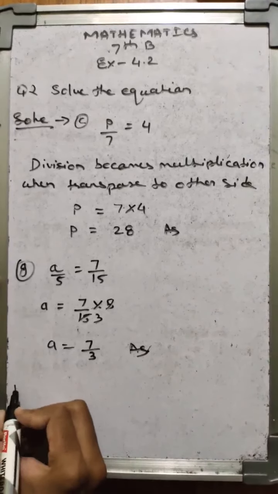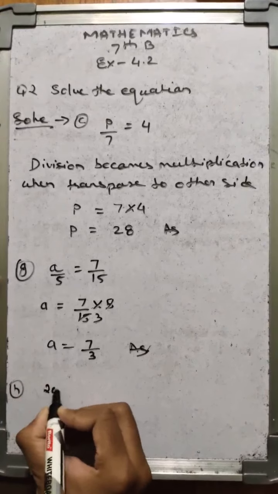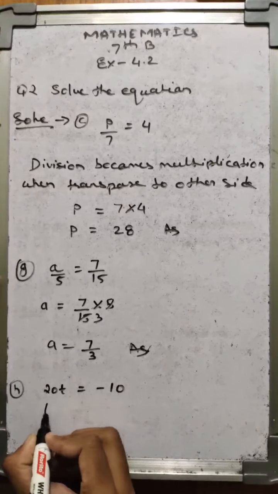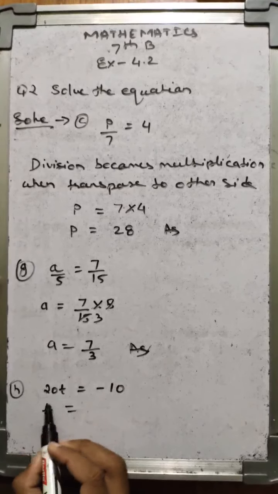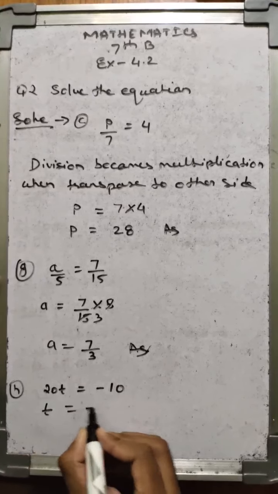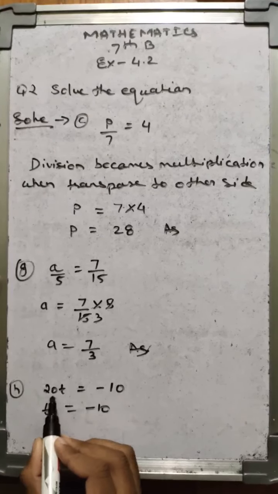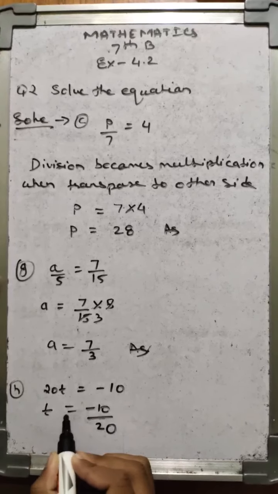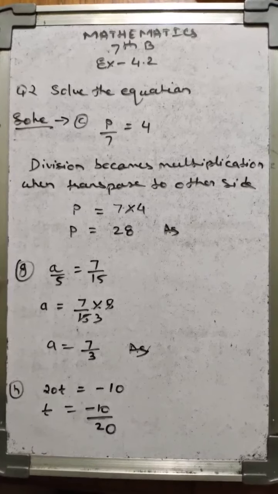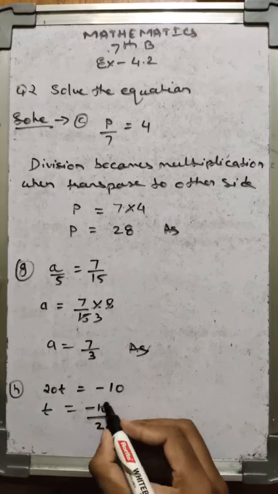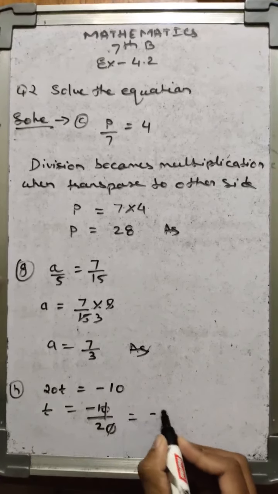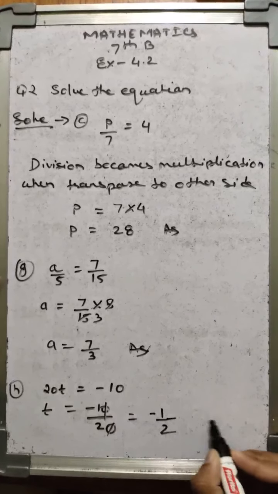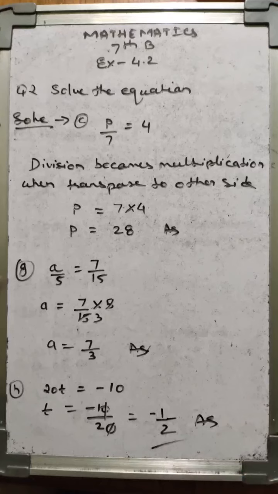Now the H part, the last: 20t is equal to minus 10. Separate the variable and transfer this 20 to the minus 10. See here, 20 is in multiplication with t, so it will become division after transposing to the right hand side of the equality sign. This 0 gets cancelled and you are going to get the value minus 1 by 2. So this is your answer.